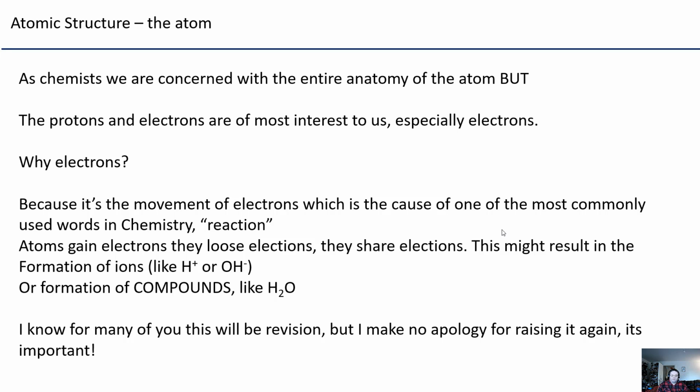Why is that? Well, it's the movement of electrons which are the cause of the most commonly used word in chemistry, which is reaction. So chemical reactions are basically caused by movement of electrons from A to B. So how do we move electrons then? Well, some atoms will lose them, others will just gain them, and of course some share. So that's the way chemical reactions take place. They're either lost, they're gained, or they're shared.